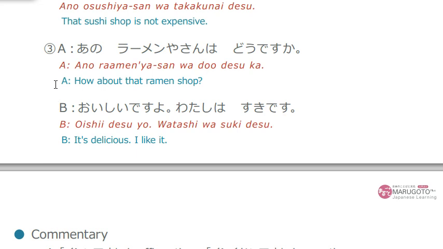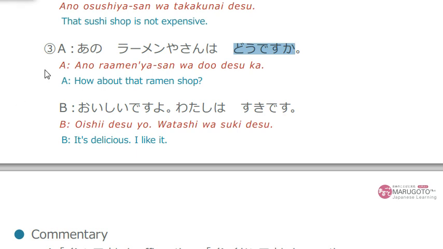あのラーメン屋さんはどうですか? Ano is kind of like that. ラーメン屋さん, ramen shop. どうですか means how is it or how about it. We have the particle wa here, so everything in front of the wa is the topic of the sentence. So the topic is that ramen shop. So as for that ramen shop, how is it? Or how about it? Or in English, simply, how about that ramen shop?